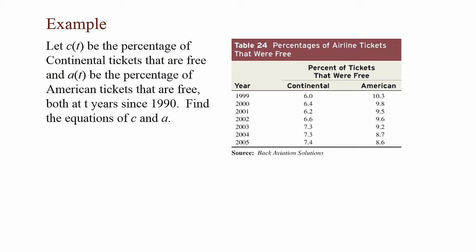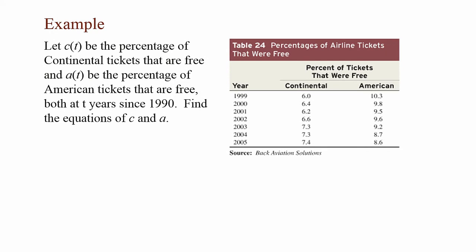In order to find the equations of C and A, we have to have the slope and the y-intercept. Our data most likely will not be in a straight line. We need to find our line of best fit. In order to do that, we need to see our scattergram.